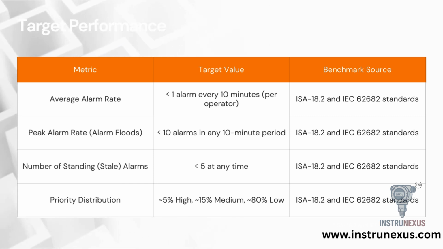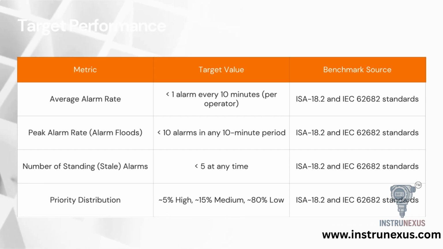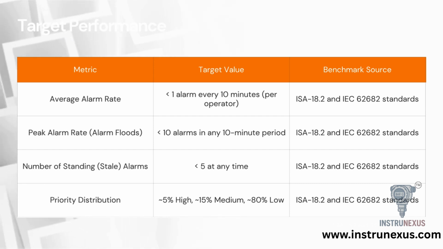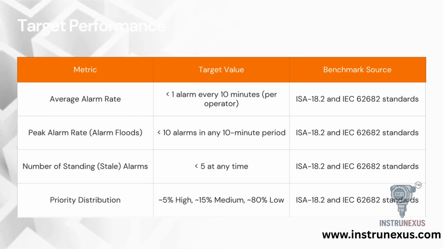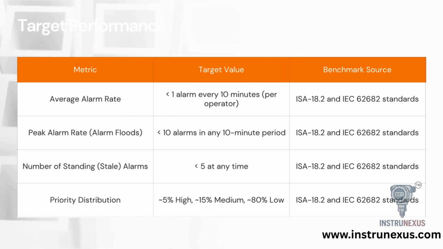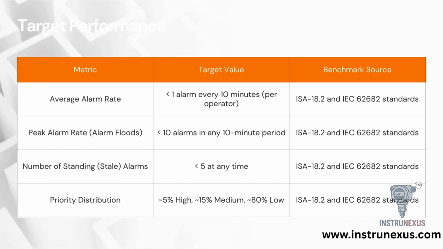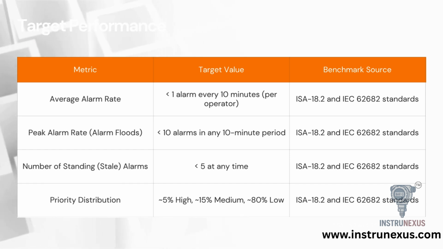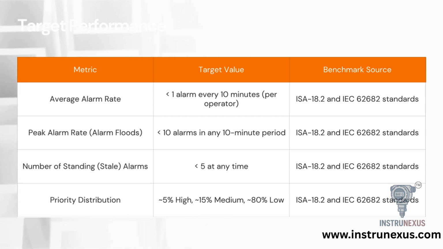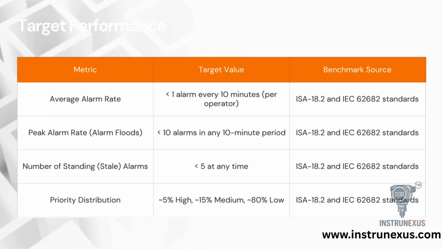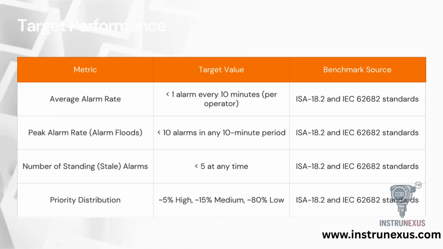First, look at the average alarm rate. The goal is to have less than one alarm every 10 minutes per operator. This ensures the workload is manageable day to day. Next, and perhaps most critically, is the peak alarm rate, or alarm floods. During a plant upset, you want fewer than 10 alarms in any 10-minute window. Anything more than that, and it becomes nearly impossible for a human to react effectively.